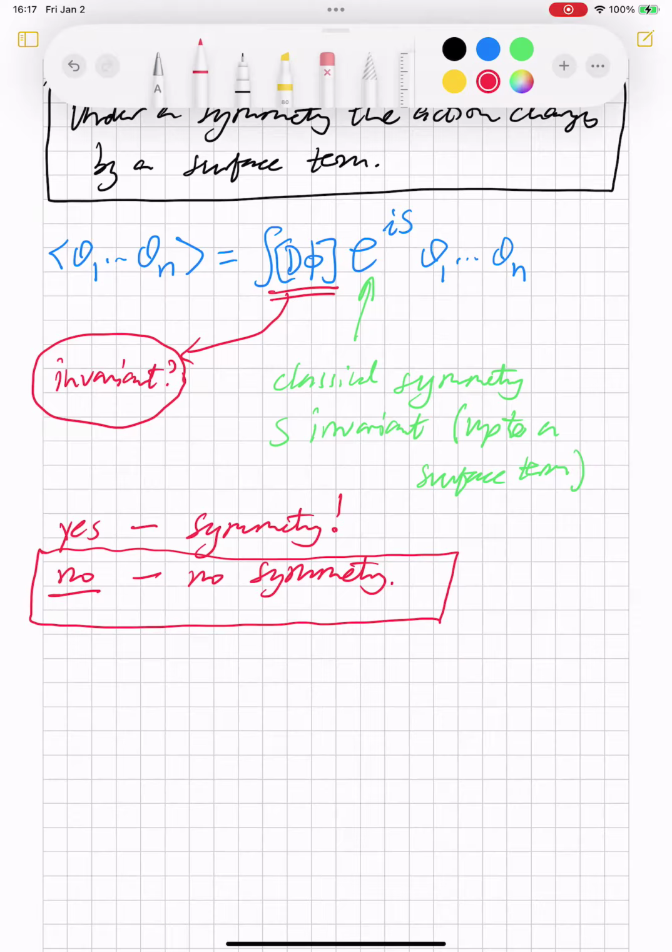In the more modern way of talking, an anomaly is actually an obstruction to coupling a quantum field theory consistently to background gauge fields for a symmetry. So you'll have some global symmetry, and when you say you've got an anomaly, you mean you cannot promote that symmetry to be a local gauge symmetry. So a symmetry is anomalous if you cannot make the partition function gauge invariant under the local version of that symmetry, no matter what local counter terms you add.